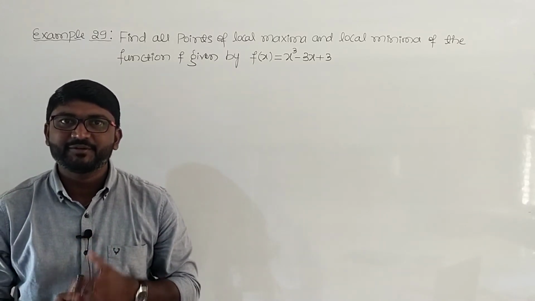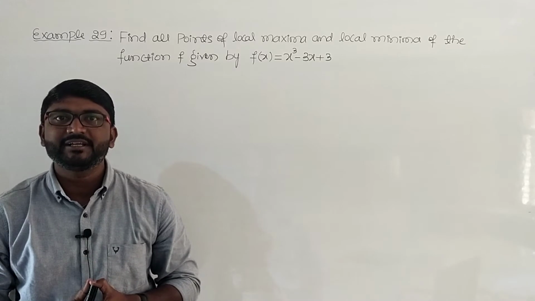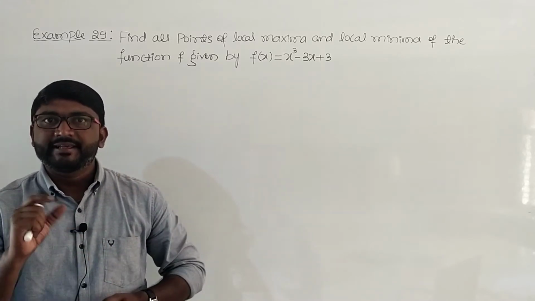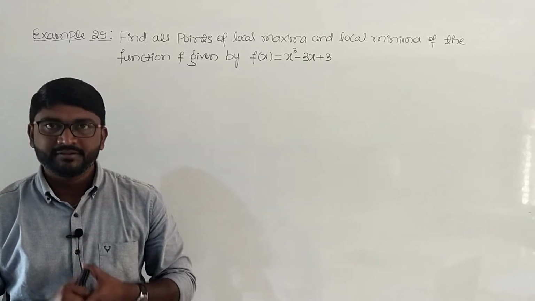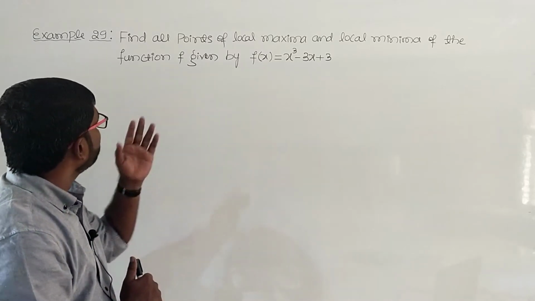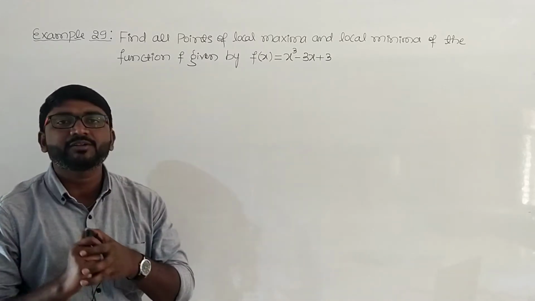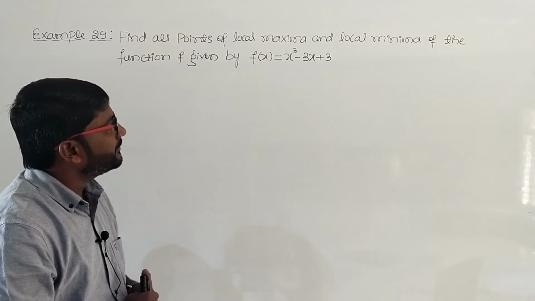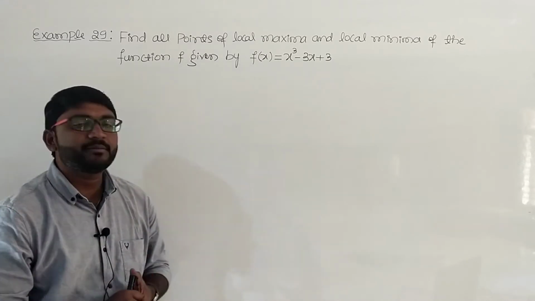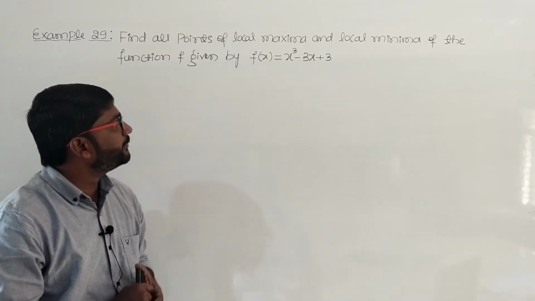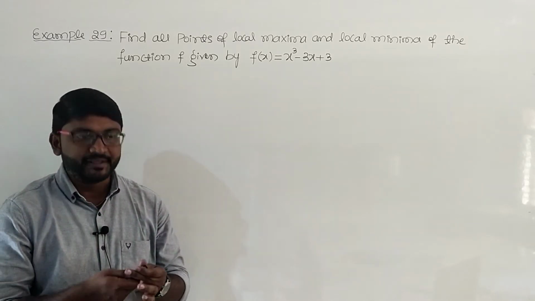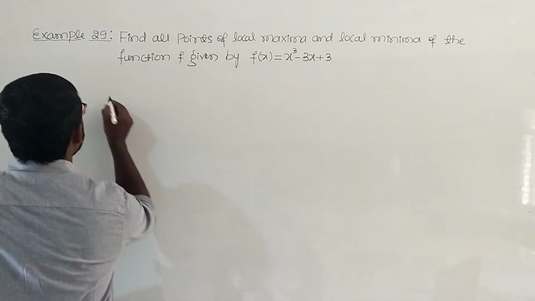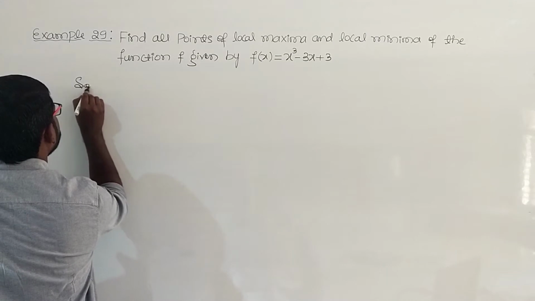So in the last class we discussed the first derivative test, and let us solve an example problem on the concept of the first derivative test. Here the question is: find all points of local maxima and local minima of the function f given by f of x equal to x cube minus 3x plus 3. I will be writing the given function as it is.